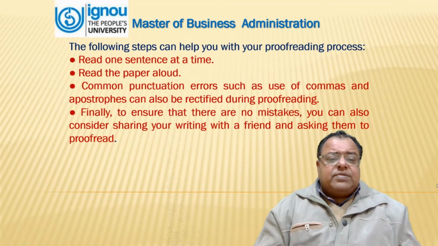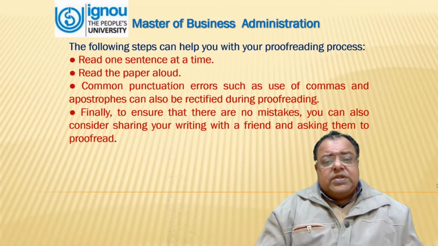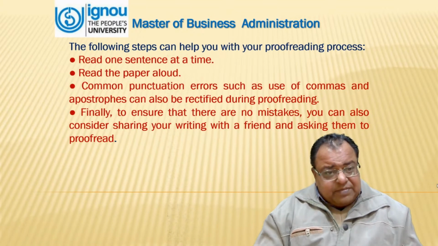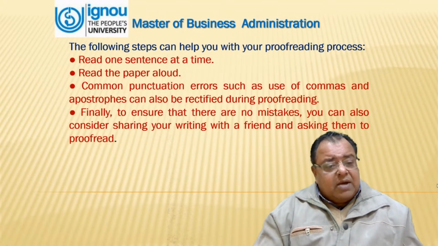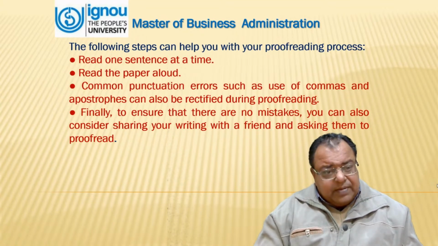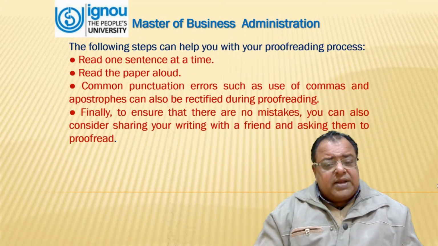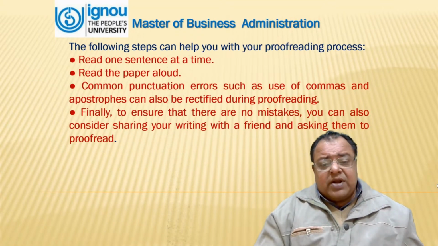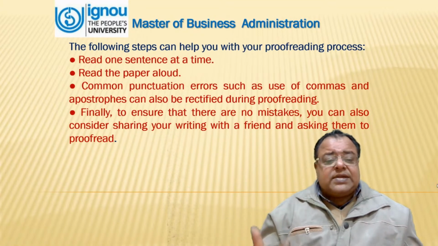The following steps can help you with your proofreading process. Read one sentence at a time. Read the paper aloud. Common punctuation errors, such as the use of commas and apostrophes, can also be rectified during proofreading. Finally, to ensure that there is no mistake, you can also consider sharing your writing with your friends and asking them to proofread.